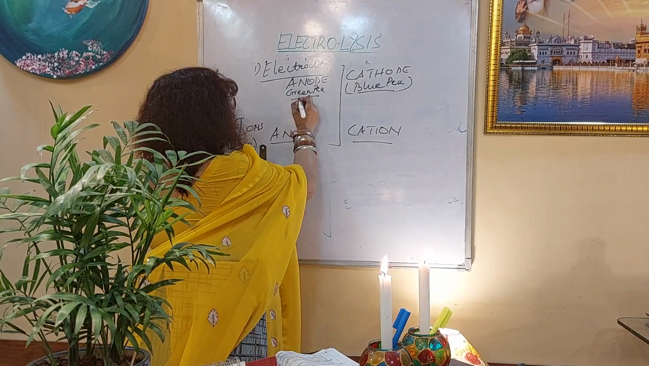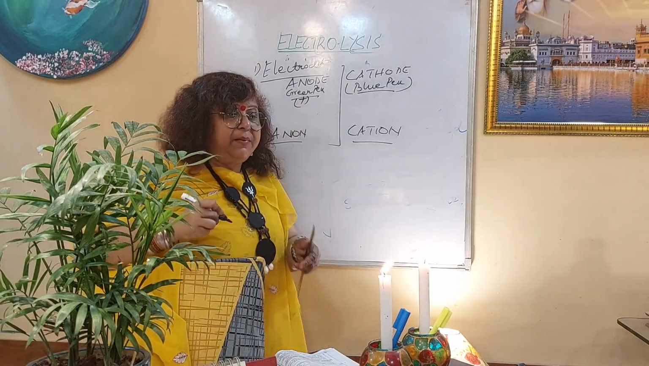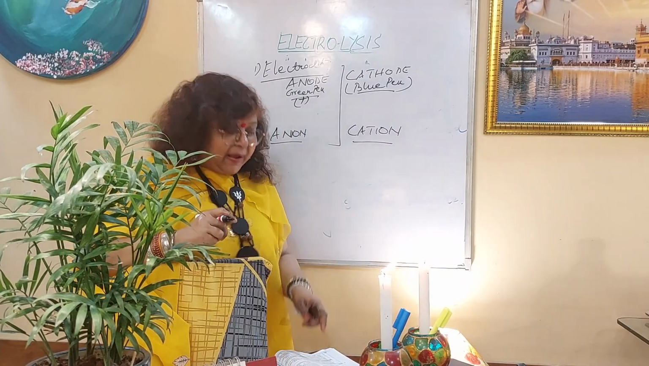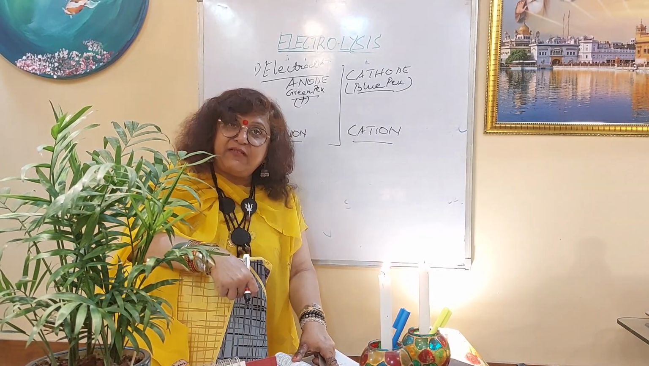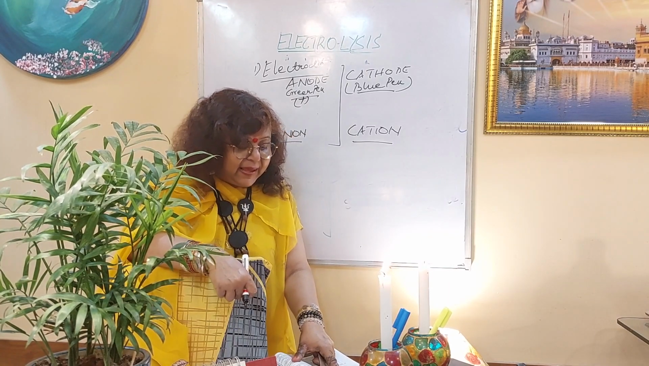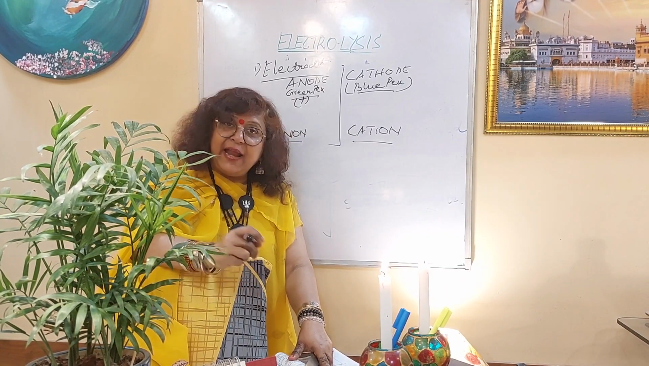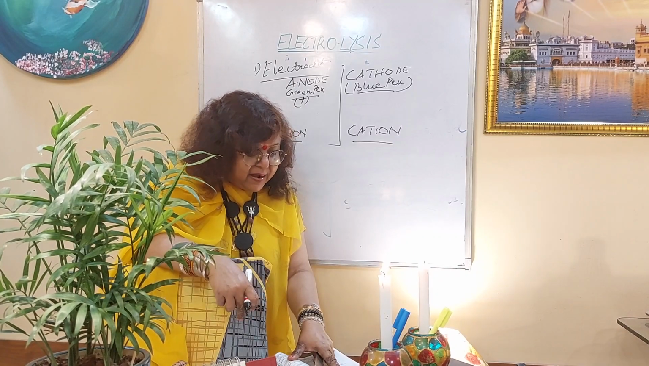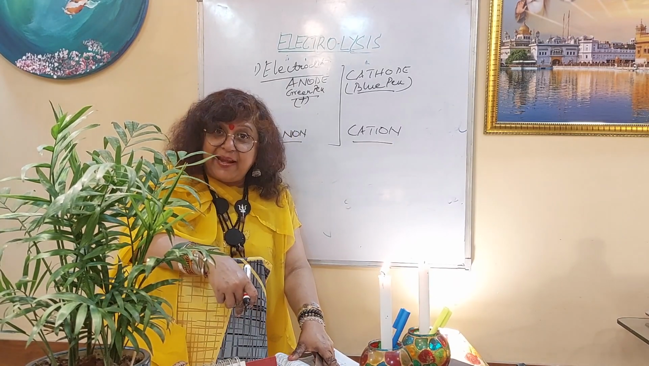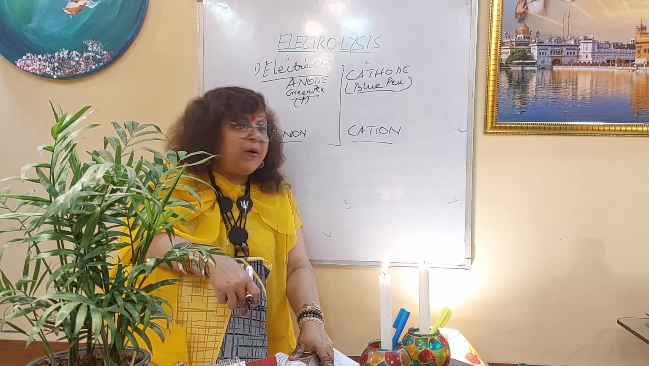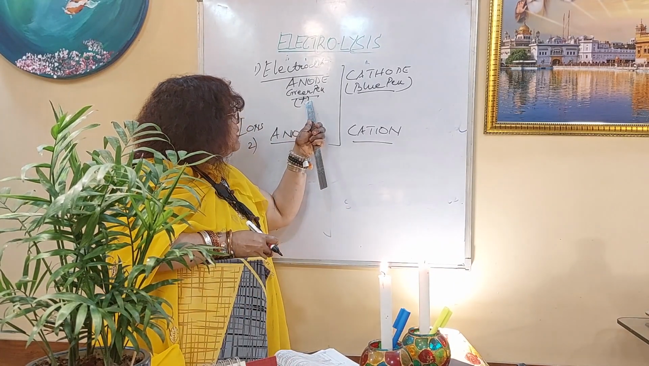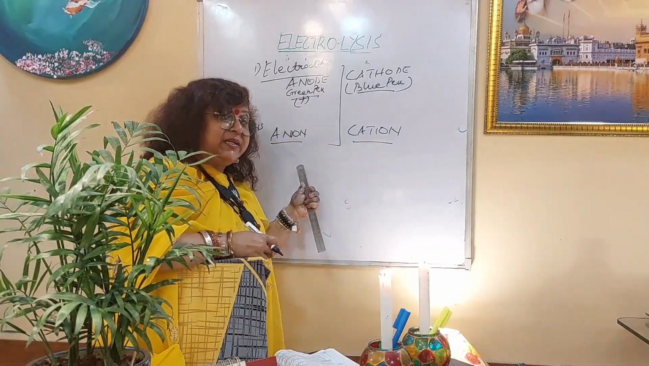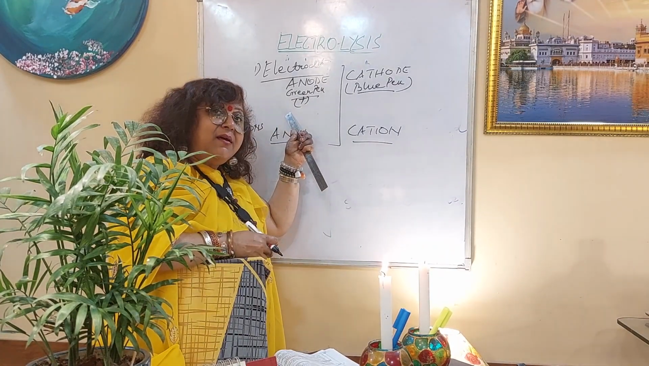So the anode will be the green pen, the positive terminal of the battery, and the electrode hence acquires a positive charge during electrolysis, and the ions which are negatively charged get attracted here. That is, the anions migrate to the anode. What will migrate here? The anions will migrate to the anode. Because it is positively charged, it will attract the opposite charge. So the anions will migrate to the anode.